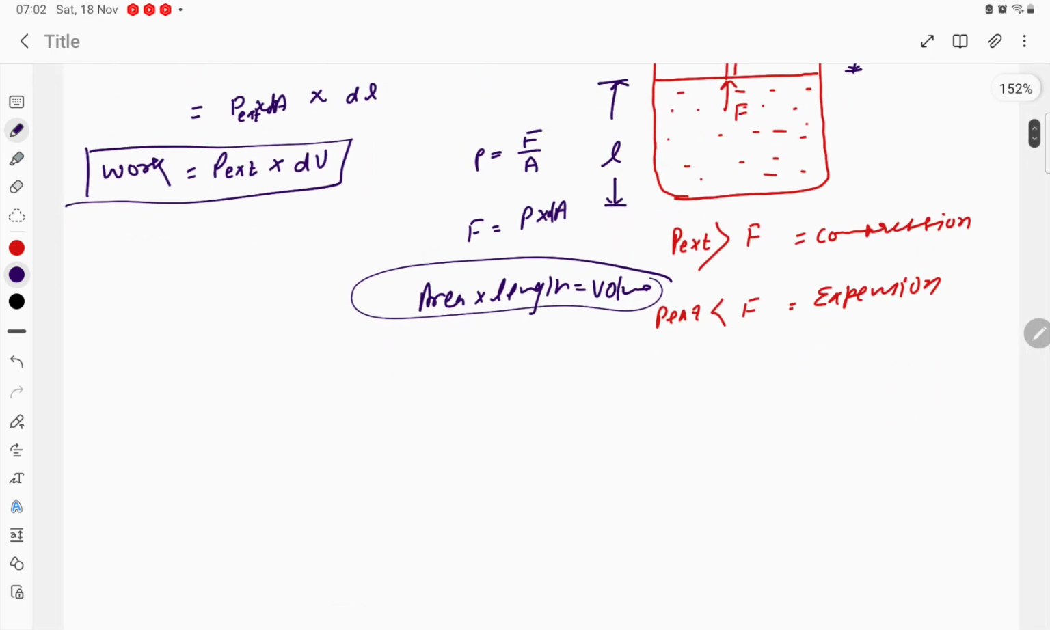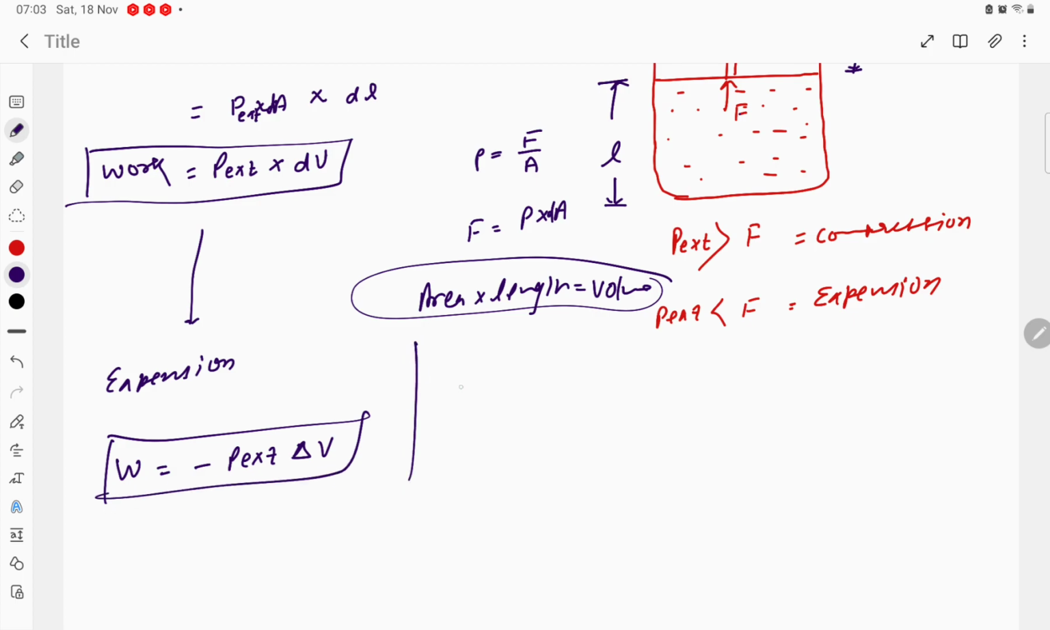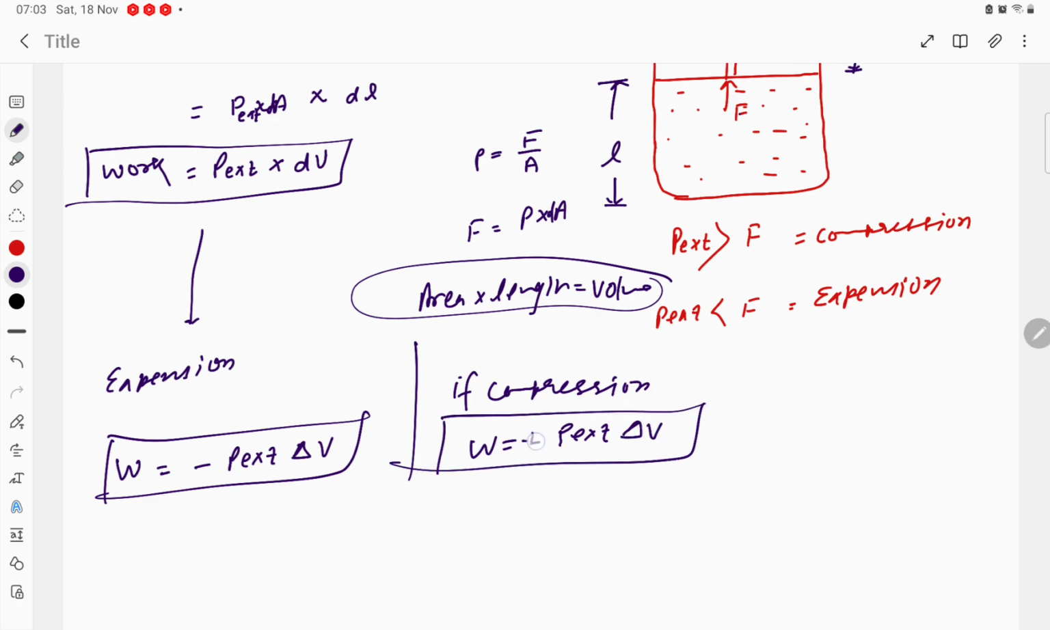Now we have to understand, student, if it is expansion, W is equal to minus P external delta V, since work is done by the system. If it is compression, W is equal to minus P external delta V, but here, for compression, this will be a positive sign, right? So this is the derivation of the work, student.